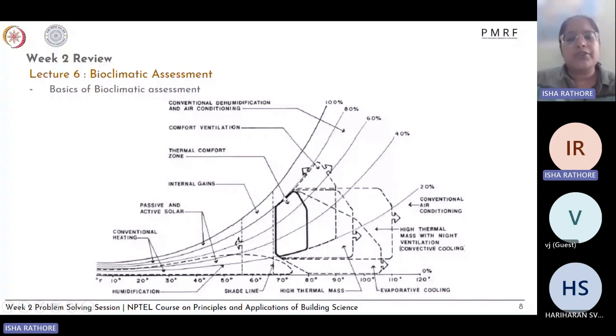So a large number of your hourly data points will now be falling in this region, especially if the climate of your particular location is a hot, dry climate. So these techniques can be used.